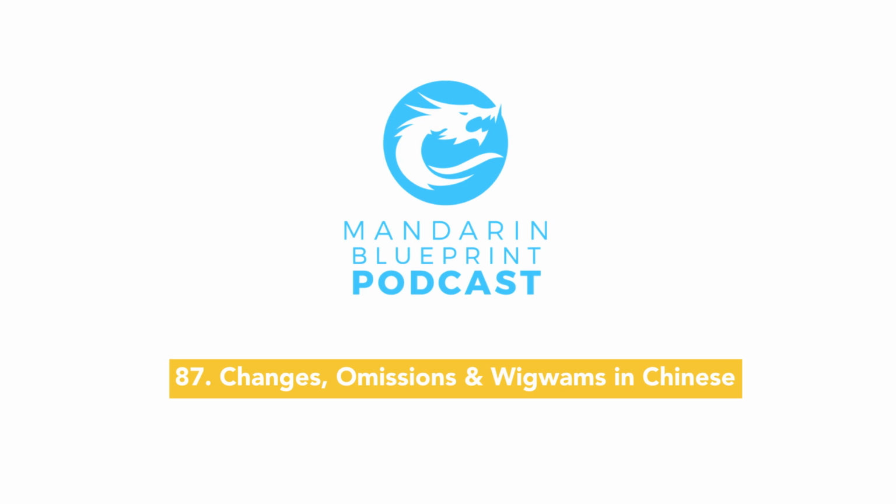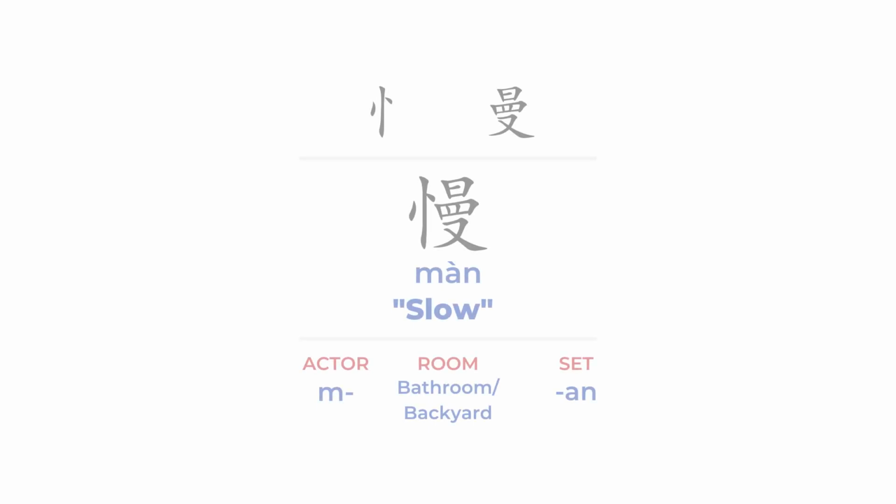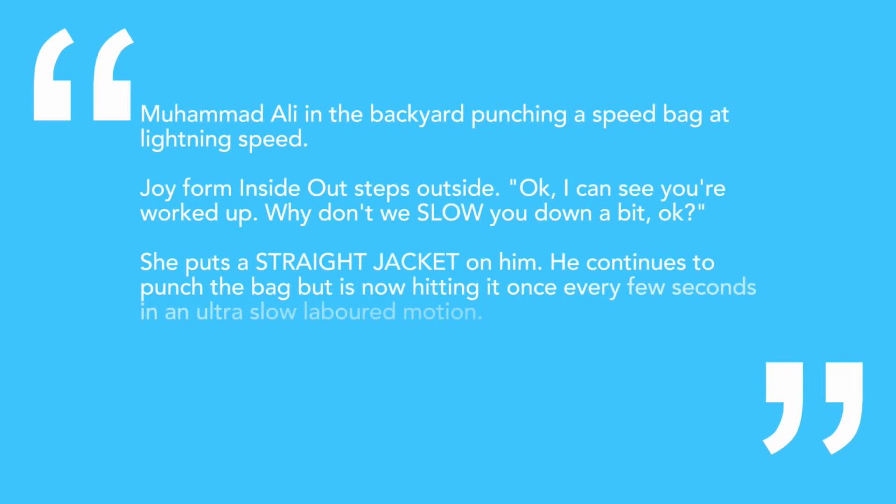Good stuff. Dom Thompson on Make a Movie for Man, which means slow. Muhammad Ali is in the backyard punching a speed bag at lightning speed. Joy from Inside Out steps outside. Okay, I can see you're worked up. Why don't we slow you down a bit, okay? She puts a straitjacket on him. He continues to punch the bag, but is now hitting it once every few seconds at an ultra slow, labored motion.